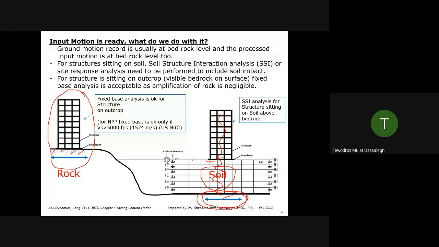FLAC has a capability to do that, but it's not practical. It's not for design purposes because there is a limitation on how much soil it can include. Because of the fine mesh required, the finite difference elements will be too large in number, and the solution is very time-consuming. But commonly for nuclear power plants, we use a software called SASSI. You may not know it.